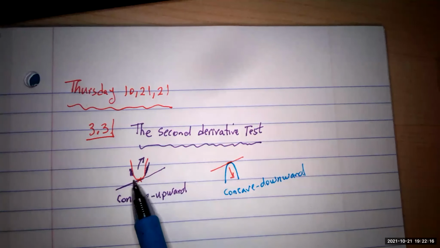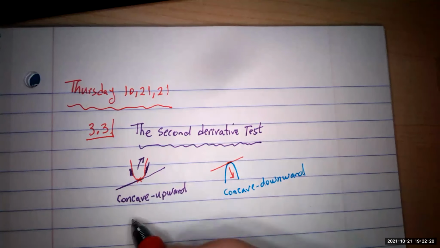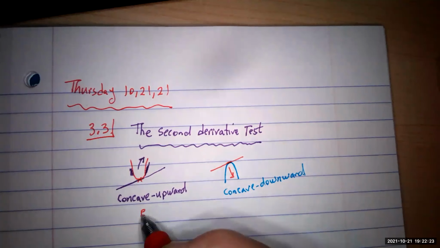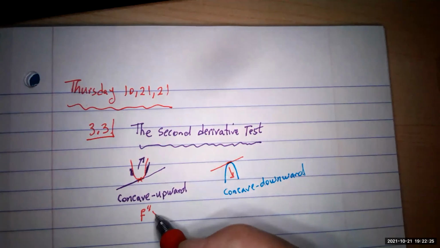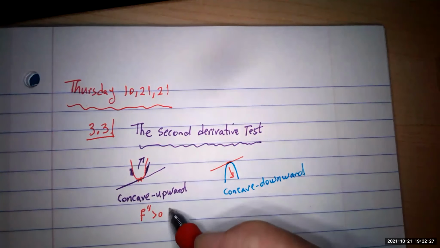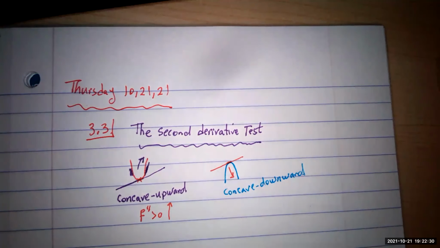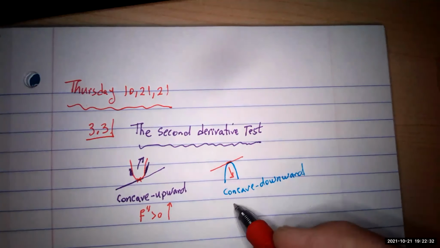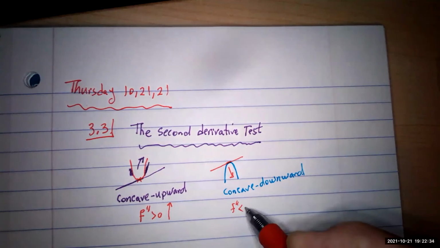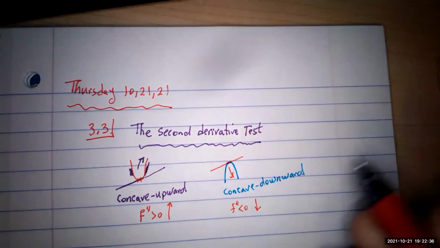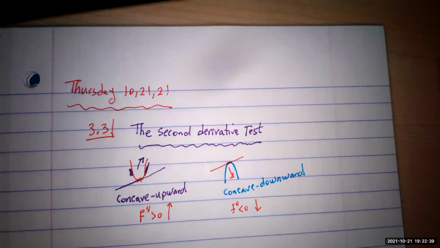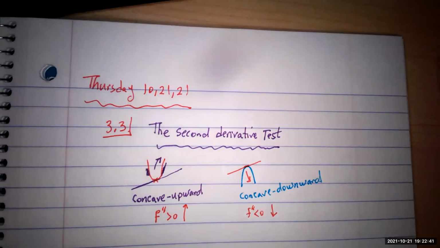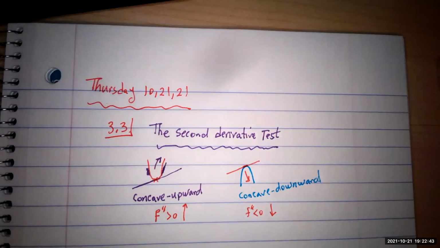Remember f double prime, the second derivative. If the second derivative is positive, positive means upward. If the second derivative is negative, that means downward. It's a theorem, and we are going to write it down for you. This takes care of the so-called concavity, curving up or curving down.